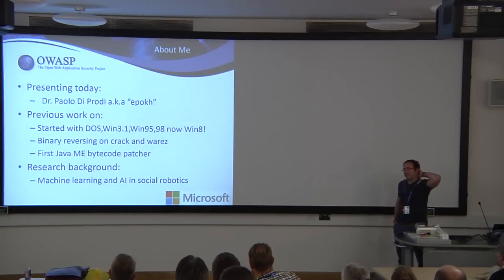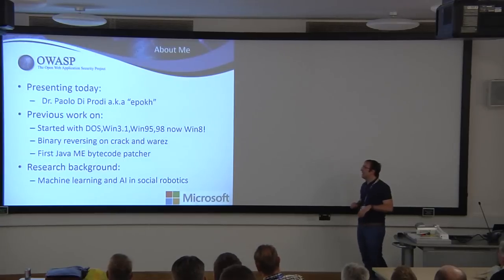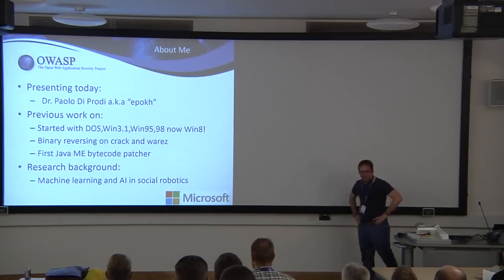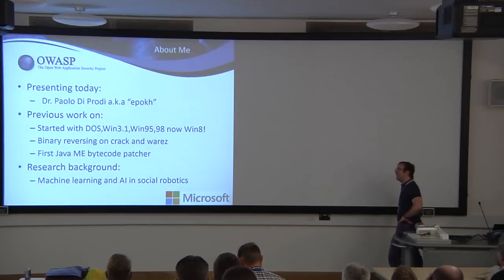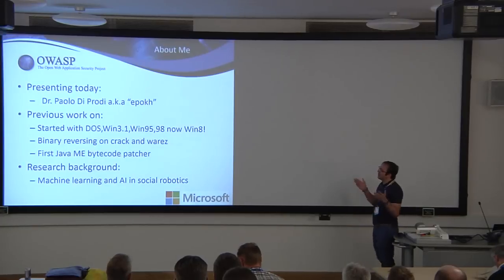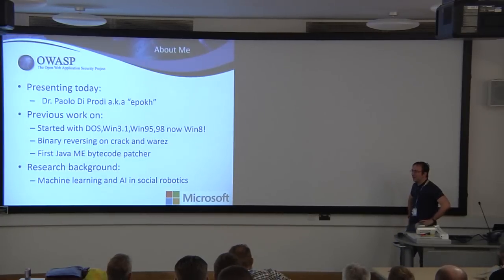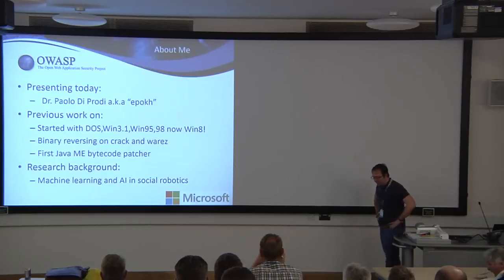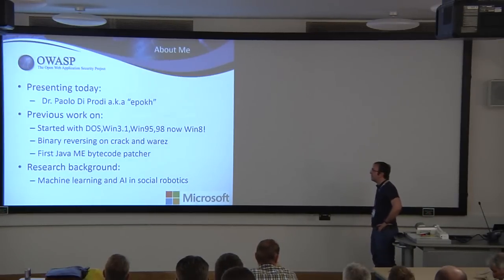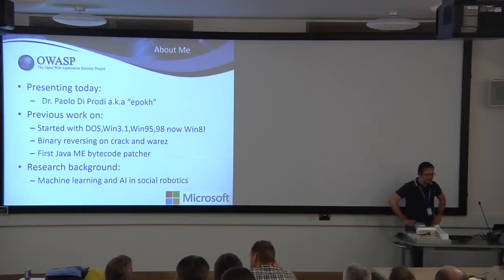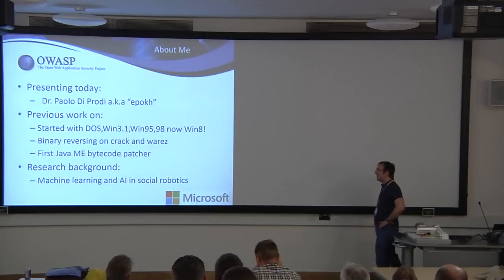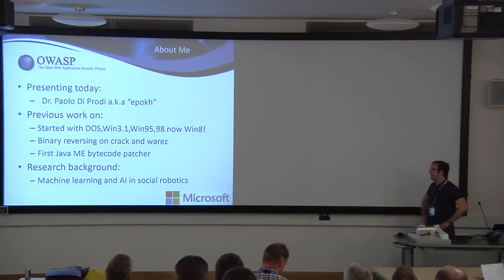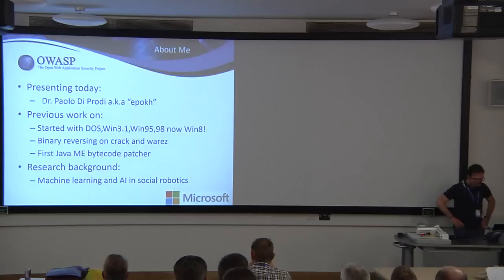I'm not a pen tester or a traditional security analyst, but most of my work was in the early days of the pre-Windows era. I was working a lot on doing keygens, mostly illegal stuff, but from a study point of view, to see how vulnerable software was. I was working on basically the first bytecode patcher for Java mobile, and at the time there were a lot of worms running on Java phones. That was quite fun. But my research is mainly on machine learning and social robotics, which has nothing to do with security, of course.